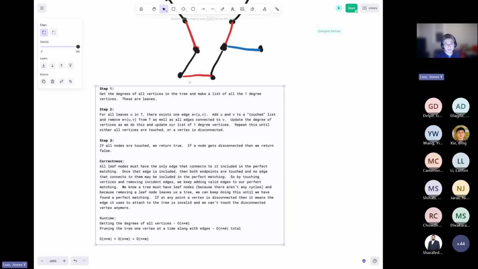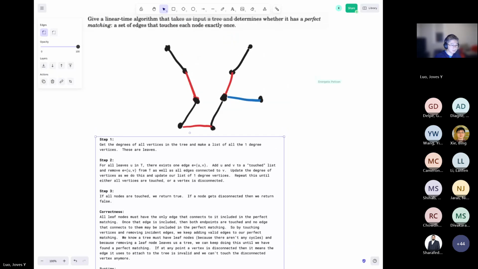For all leaves in T, my tree, there exists one edge, right? We're going to add U and V to a touch list, okay? So we're going to take this edge, right? We're going to say this one is touched, and this one is touched, okay? We have touched those vertices in my perfect matching, okay? And then we're going to add that.